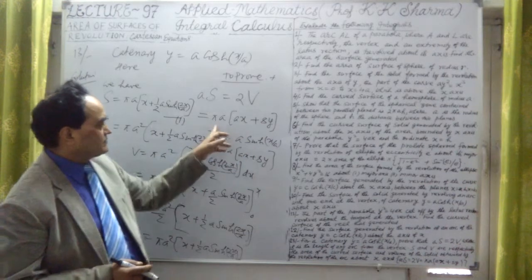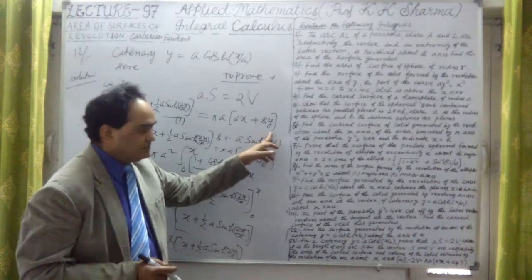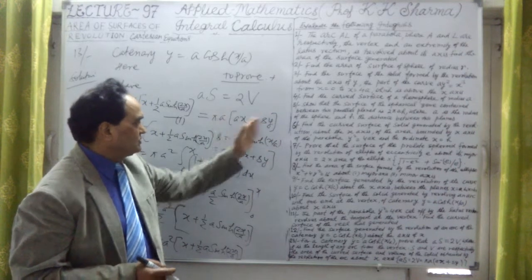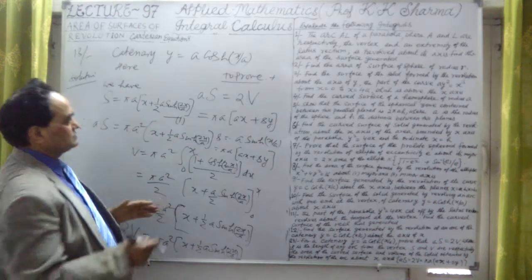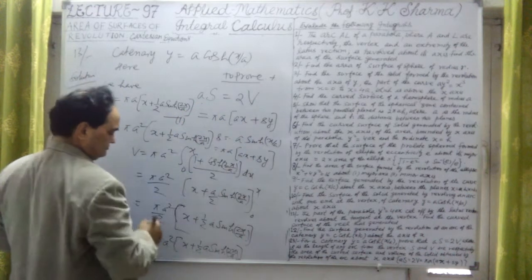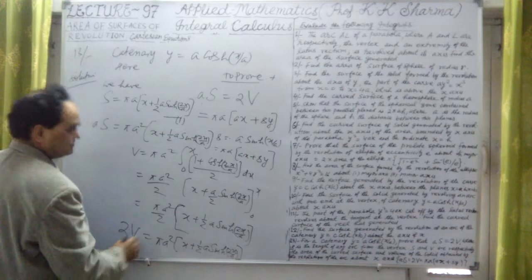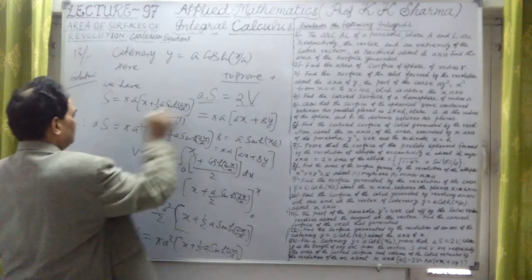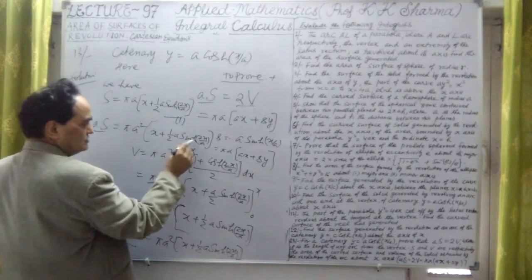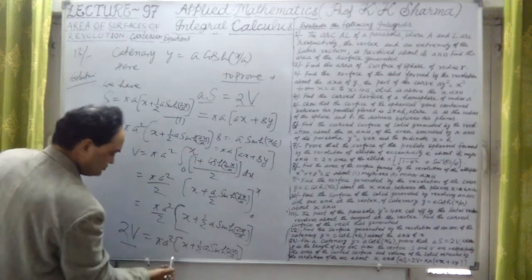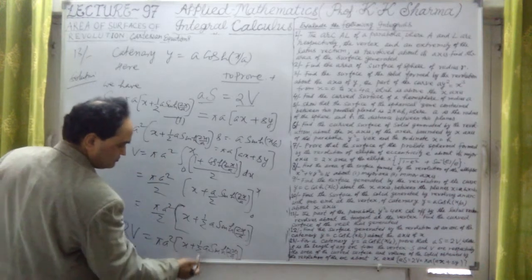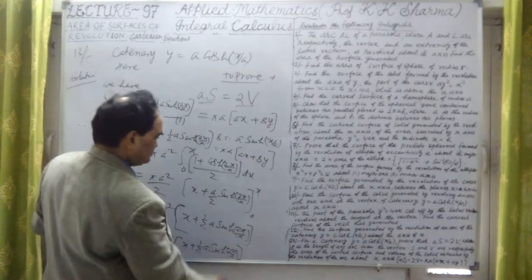A S is also equal to the same value, and this pi a into (a x plus s by e), small s is the length of the arc. So this value is also equal to the same. That means A S equal to twice V equal to this, hence proved. Twice V is this. A S is the same value, pi a square x plus 1.2a sine hyperbolic twice x upon a.